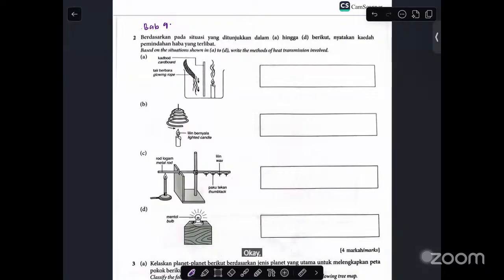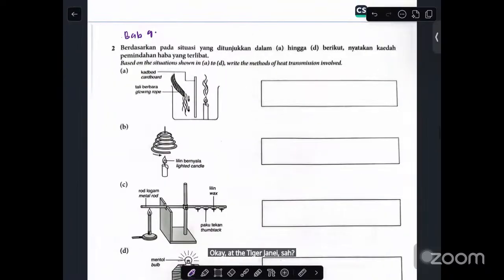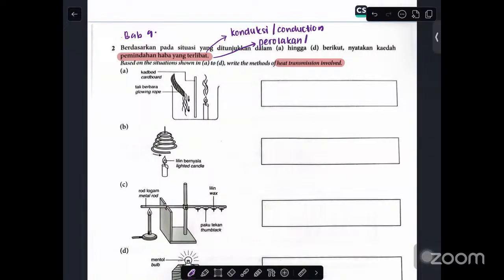Okay, ada 3 jenis. Heat transmission method, we have 3 types. Teacher write the notes as well. Satu, konduksi. Konduksi is conduction. Number 2, ada perolakan. Perolakan is convection. Number 3, ada sinaran. Sinaran bermaksud radiation.